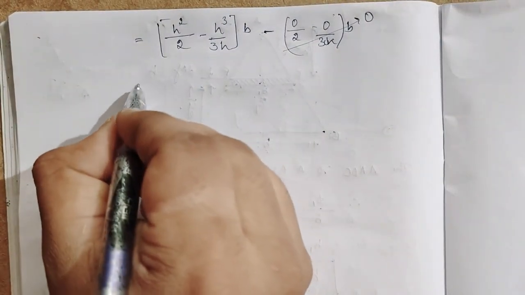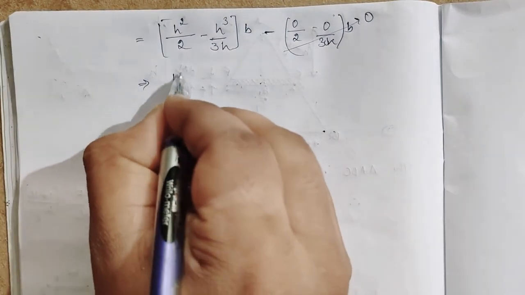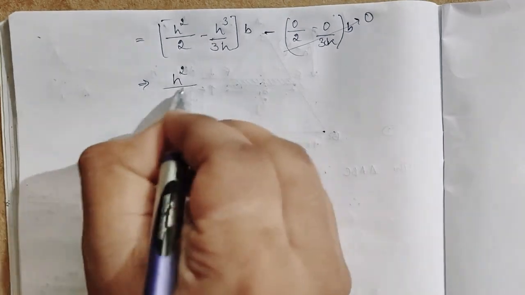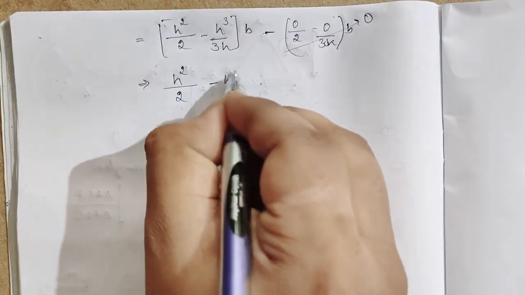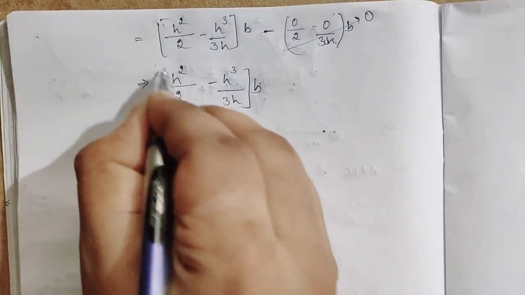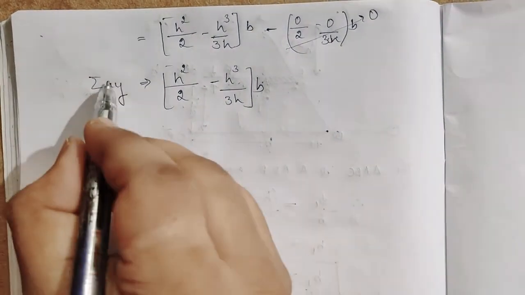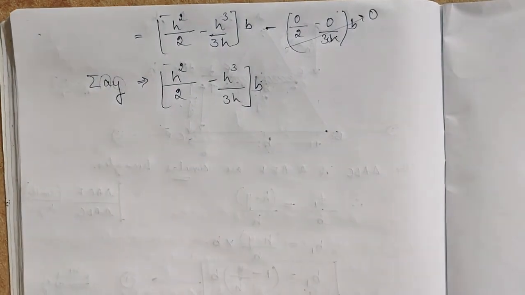Okay, so what will be this value? This value will be h square by 2 minus h cube by 3h into b. What is this? Summation of a into y, summation of the elemental strip about y.